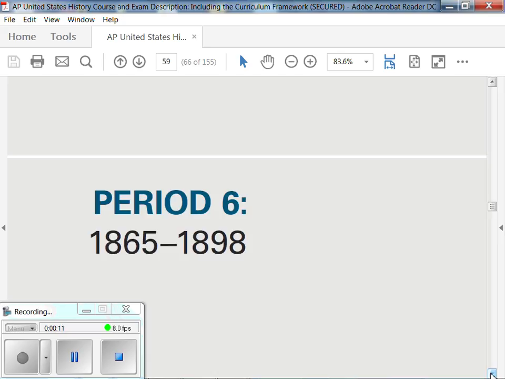So the packet that you have in front of you, which should look like the screen in front of you right now, Period 6, 1865 to 1898, is part of the curriculum that the College Board, the people who write the tests and the AP class curriculum, put together to tell teachers basically what needs to be in the class and on the test. So it's a really good guide to the kinds of things that will turn up on the actual test. It's a good way to focus in on what they want you to know about U.S. history, which is, of course, a pretty big subject otherwise.